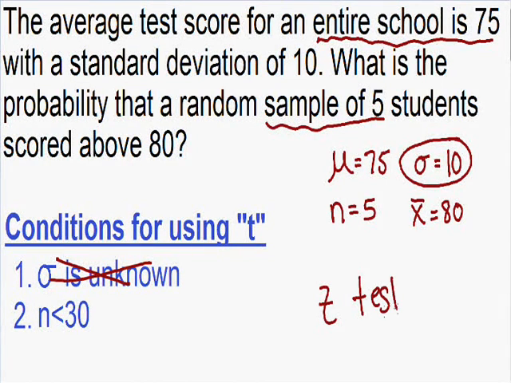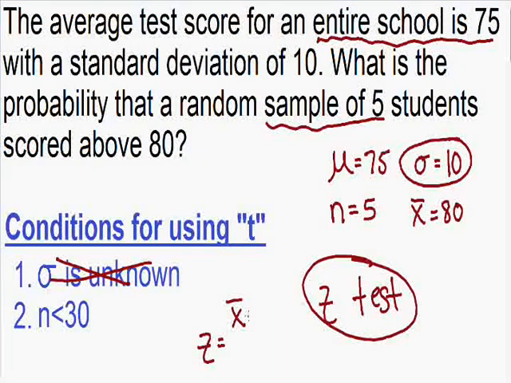For this example, we would use a z-test, and our formula for z is equal to the average of the sample minus the average of the population, all divided by the population standard deviation divided by the square root of the sample size. And I'm not going to go over this example anymore, because the point of this video is I just want you to know whether you should use a z-test or a t-test.